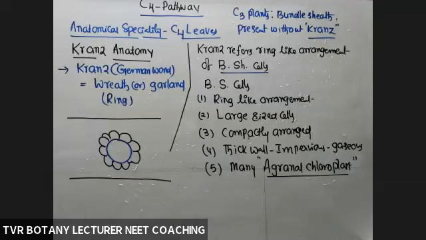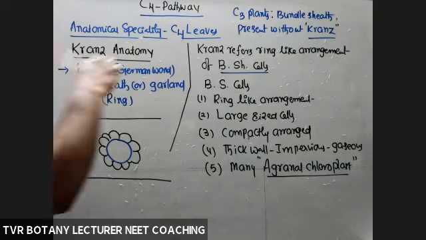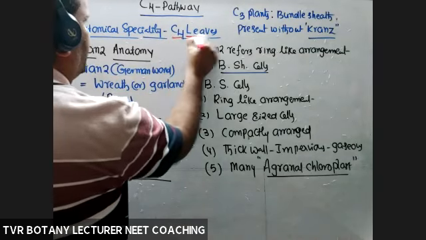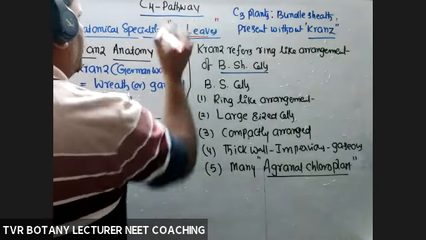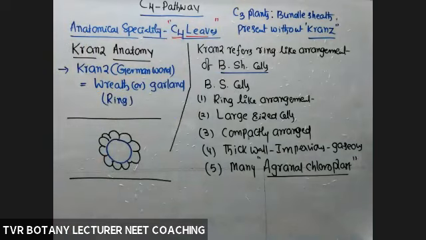So if granum thylakoids are absent, there is no non-cyclic photophosphorylation. Right? So that is about Kranz anatomy. This Kranz anatomy is exhibited by or present in leaves only. Leaves of C4 plants. Definitely they will ask you, is bundle sheath present in C4 plants only?